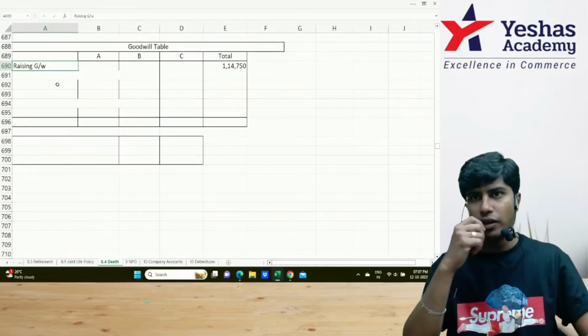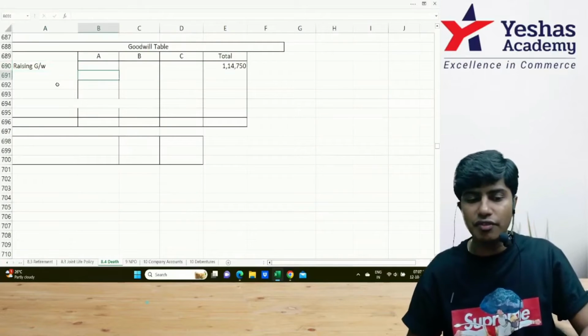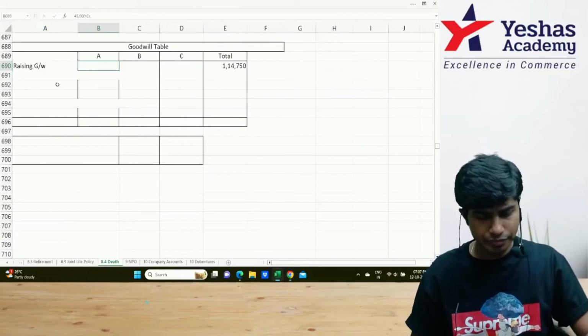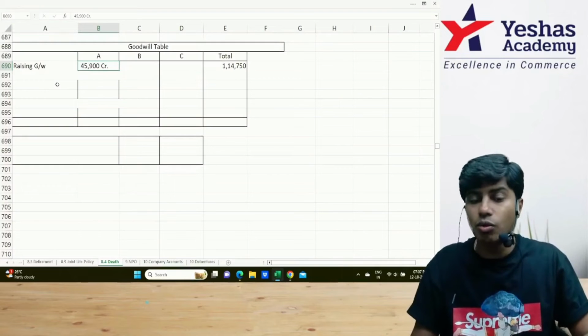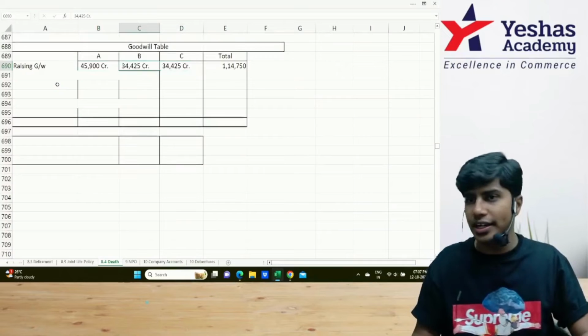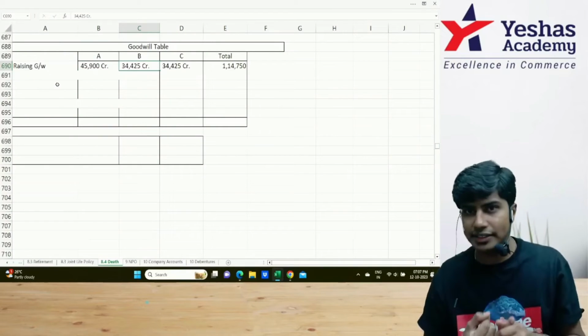That is like raising the goodwill. If you give it to them, their capital will increase. Credit 1,14,750 into 4 by 10, that is 45,900 credit, because their capital will increase. What about B? 34,425, B and C same. Done. If you do this, the entry is goodwill account debit to partners' capital.